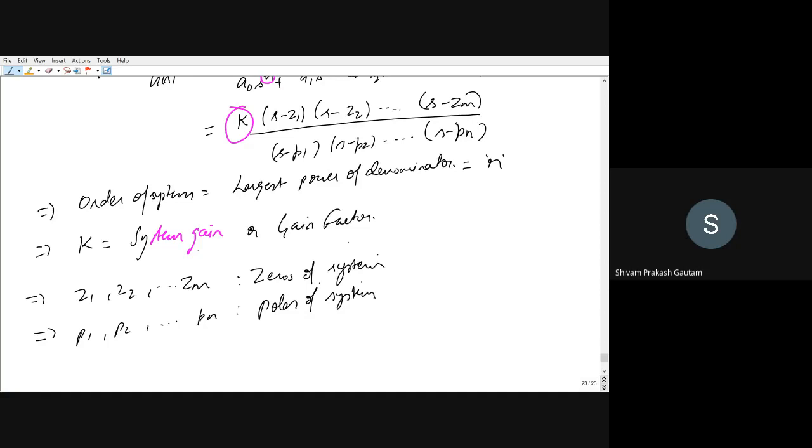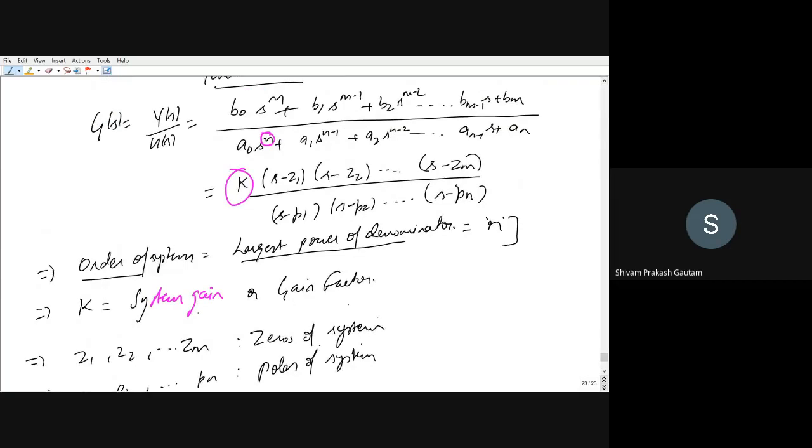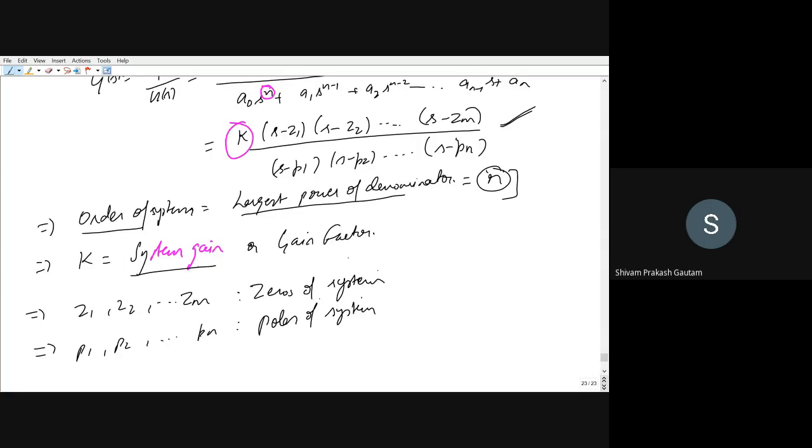So I think we have already seen this, but again I'm telling you, n is the order of a system. If someone asks what is the order of the system, it is the largest power of the denominator. In generalized case, we can see that largest power is n. K is equal to system gain. For calculating system gain, you have to arrange in a pole zero format. So K is called system gain or gain factor. z1, z2 up to zm are called as zeros of the system. p1, p2, pn are called as poles of the system.